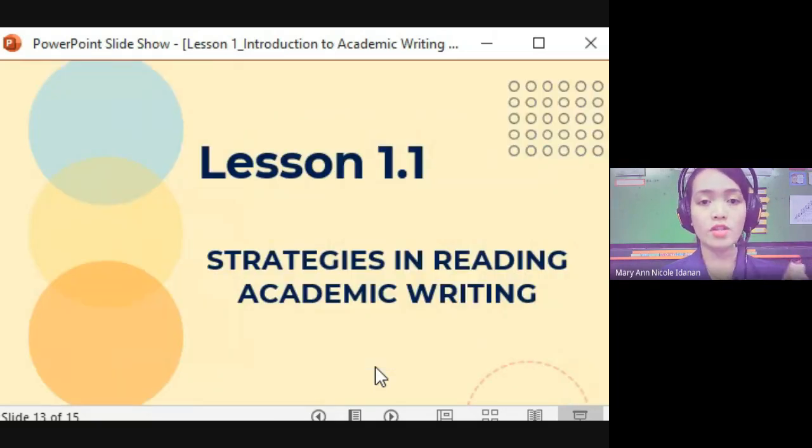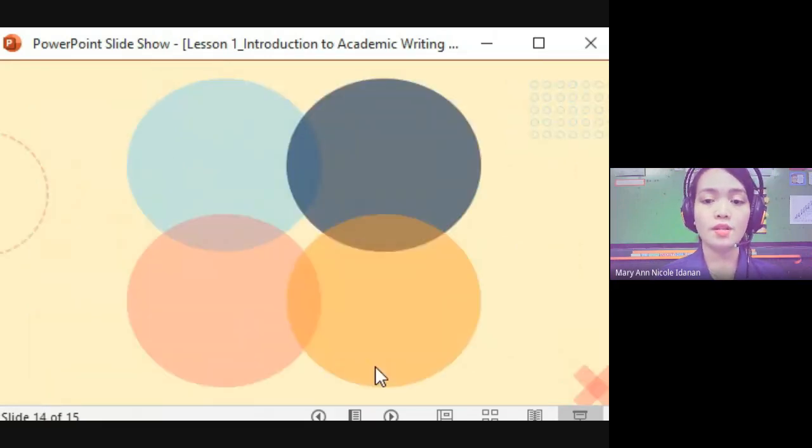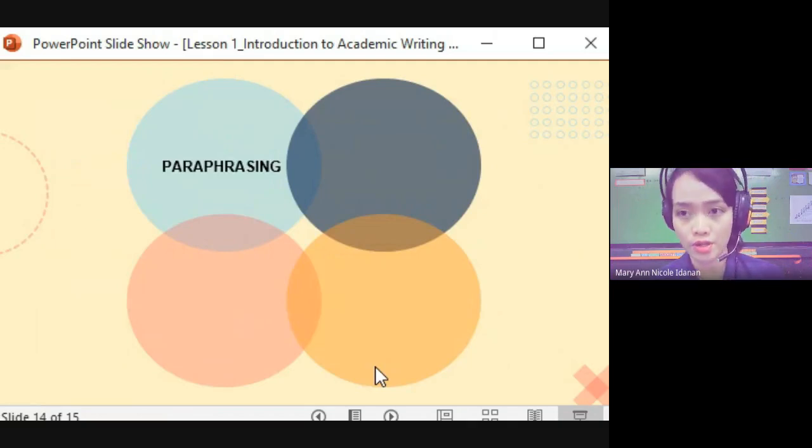Now class, let's have the strategies in reading academic writing. We have four. I know some of you are already familiar with this, so let's just review. When we say paraphrasing, it is the type of writing wherein you are restating an idea, concept, or phrase from another person, and you are rewording it, changing it into your own words. The reason why we have to paraphrase is to avoid committing plagiarism, because it is not allowed. Be serious about this.